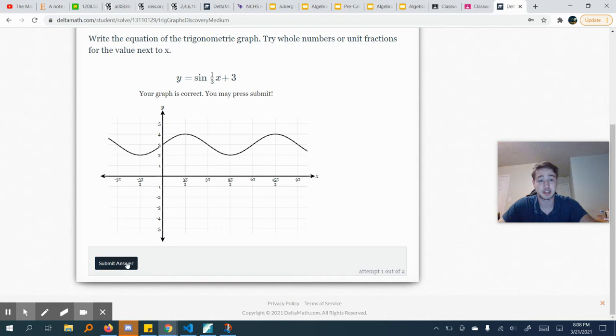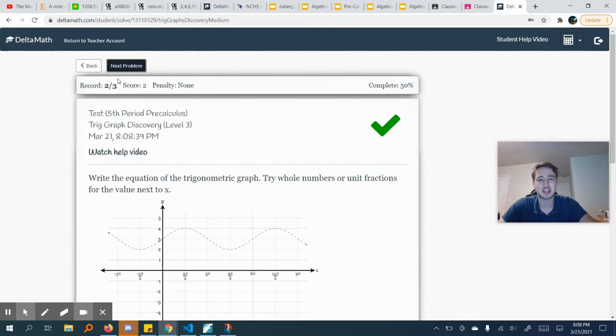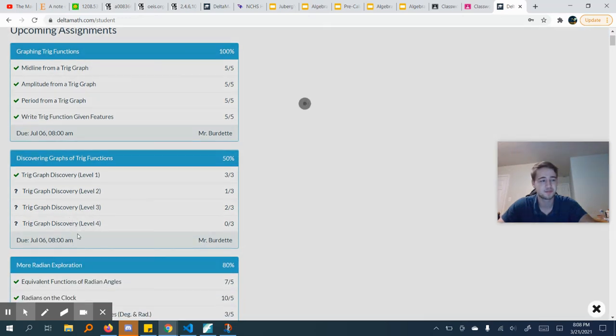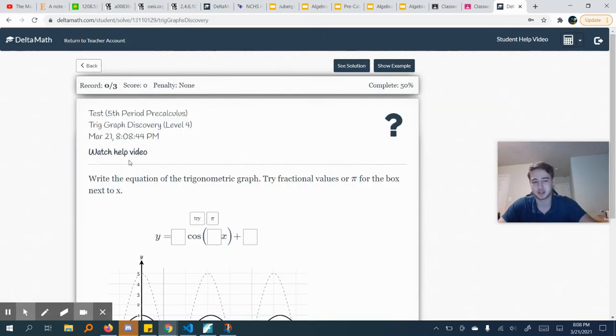And it looks like this is going to work. And this isn't going to even let you get it wrong. So it's going to let you fiddle around with it until it's ready to submit. Finally, let's look at the trig graph discovery 4.